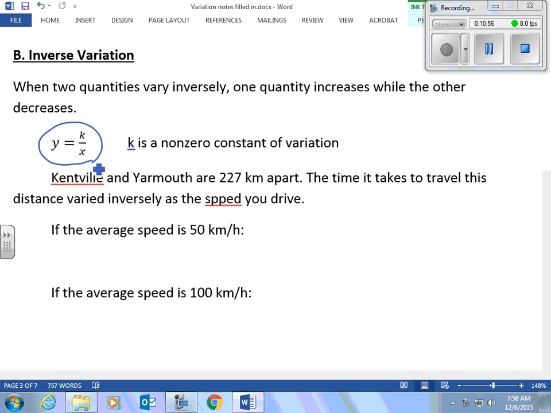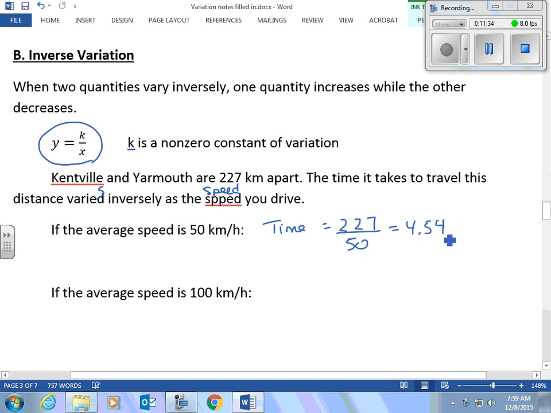So here's an example to demonstrate how that might work. Kentville and Yarmouth are 227 kilometers apart. The time it takes to travel varies inversely as the speed at which you drive. I apologize for these typos here. So if the average speed that you drive to go from Kentville to Yarmouth is 50 kilometers per hour, your time will be 227 kilometers divided by 50 kilometers per hour, and it'll give you 4.54 hours.